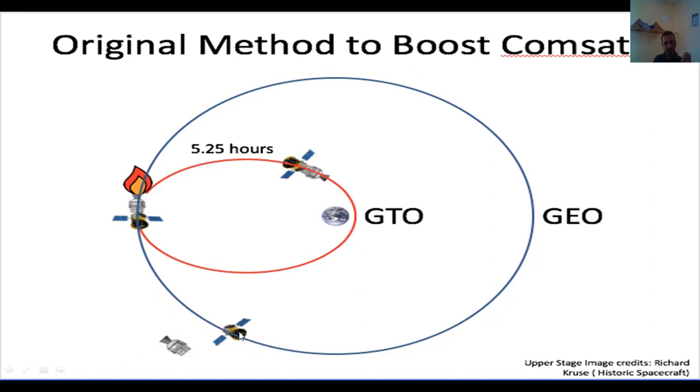So, in this position the satellite is transferring from one orbit to another orbit. That is why this orbit is called geo transfer orbit. This red orbit is called geo transfer orbit. By using the geo transfer orbit, the satellite is always transferring from one orbit to another orbit.